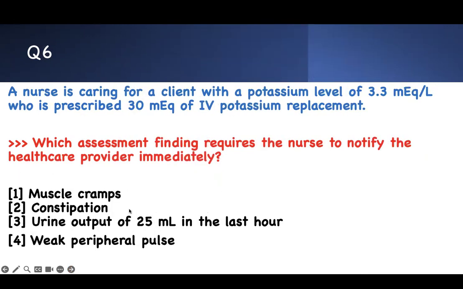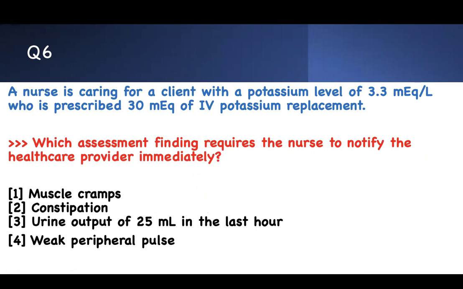And a nurse is caring for a client with what? Potassium of 3.3. Think about it. Your potassium is that low. Who is prescribed 30 milliequivalents of IV potassium replacement? We got to replace the potassium. All is fine. But look at the question. Which assessment finding requires the nurse to notify the healthcare provider? Step back. Don't answer the question. Look at it. Say, patient potassium is low. I need to replace the potassium. I did an assessment. Which one should concern me?